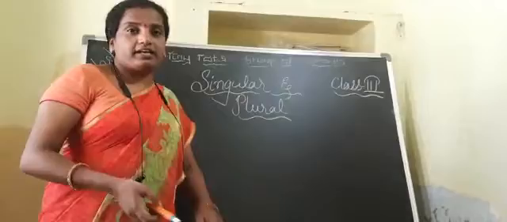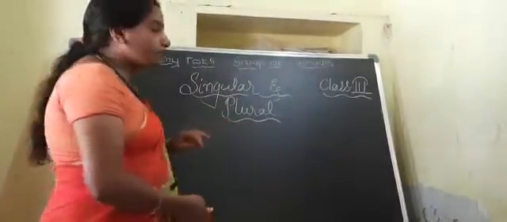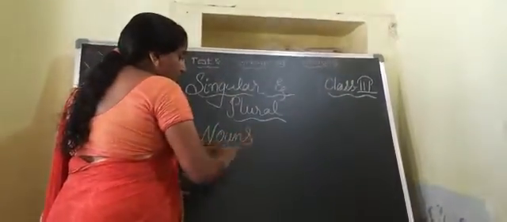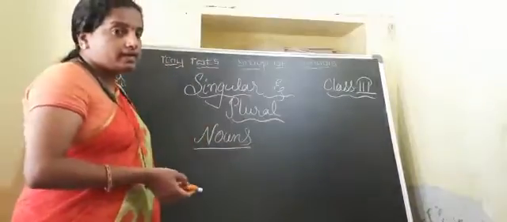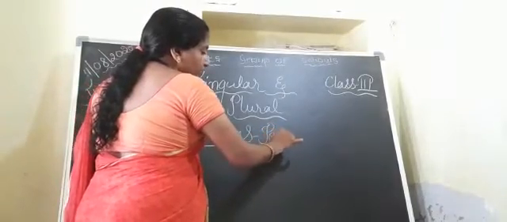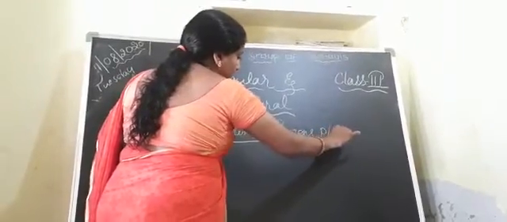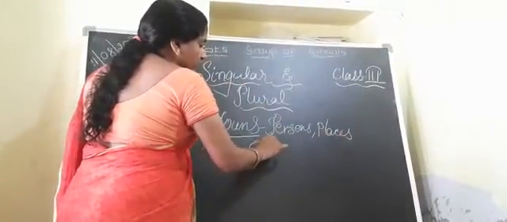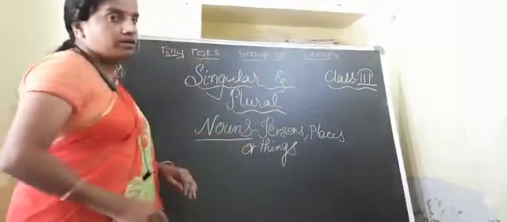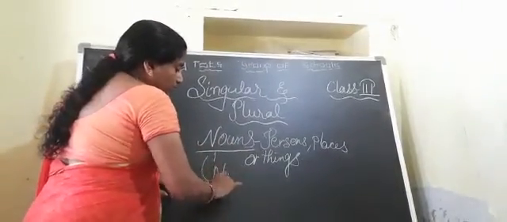Now let us start today our English grammar topic, singular and plural nouns. Before we start, children, we have already discussed nouns. What are nouns, children? Naming words are known as nouns. What are the naming words? They may be the names of persons, places or things. The names of persons, places or things are known as naming words, and they are known as nouns. Nouns are nothing but the naming words.